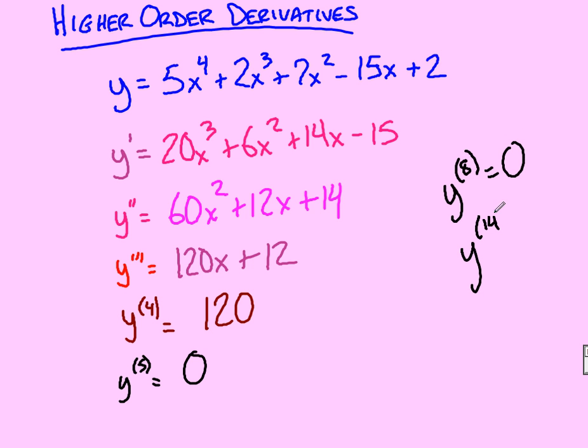What if I want the 14th derivative? That's still just a constant of 0. So I can do as many derivatives as I want. Just in these polynomials, eventually they're going to become a derivative here of 0.